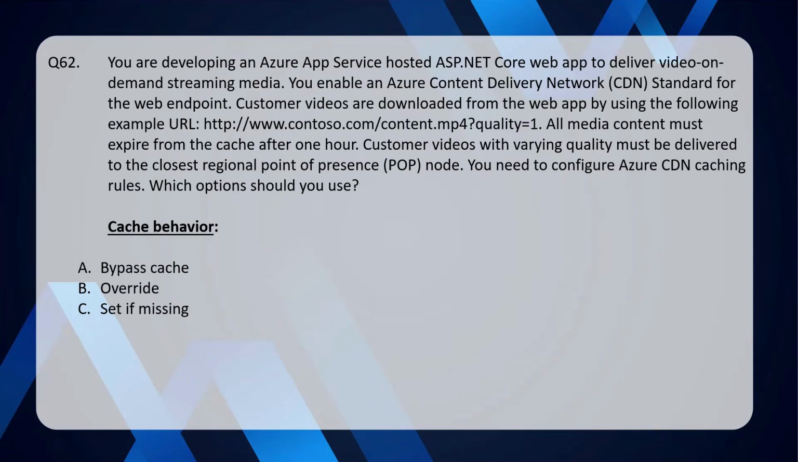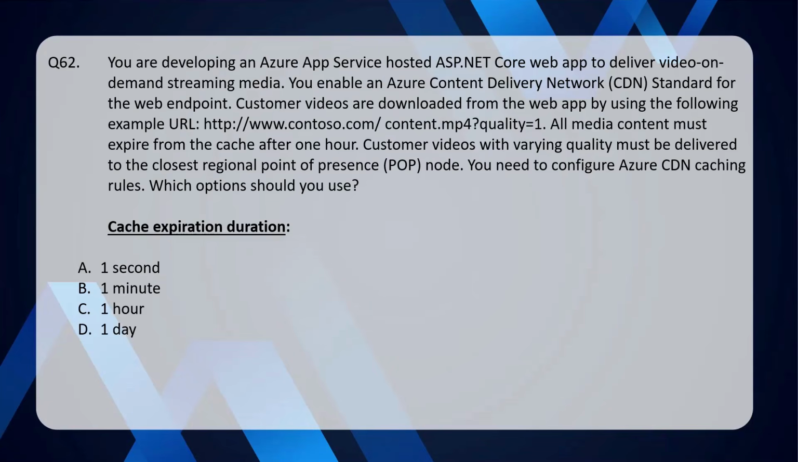Friends, cache behavior should be override as it forces a specific cache duration regardless of origin headers. This is the best choice here since we want a strict 1 hour cache expiration. Now the next part of the question is talking about cache expiration duration, and your options are 1 second, 1 minute, 1 hour or 1 day. Cache expiration duration will be 1 hour as it is clearly mentioned in the question as well.